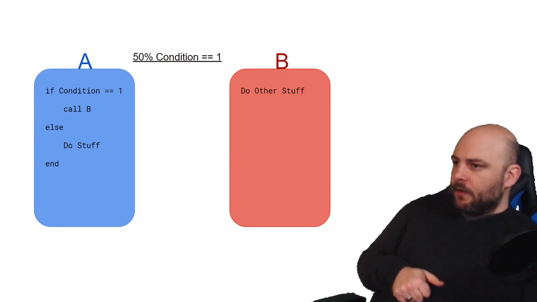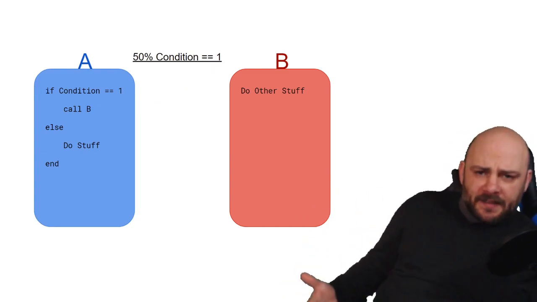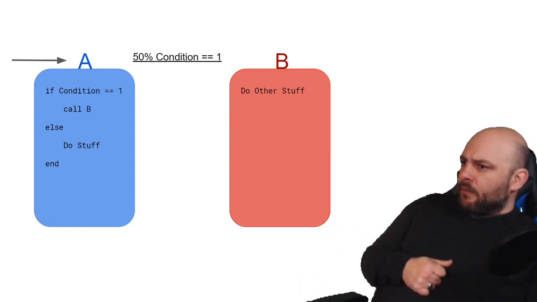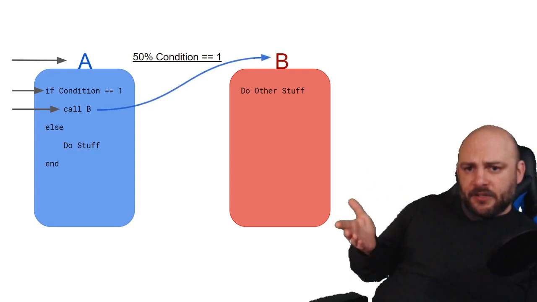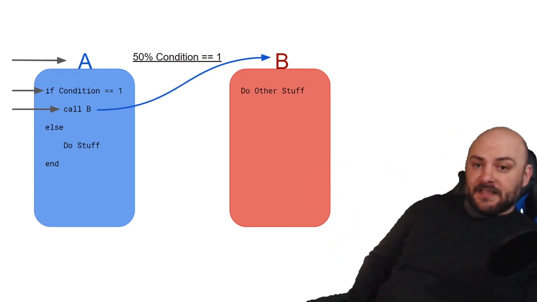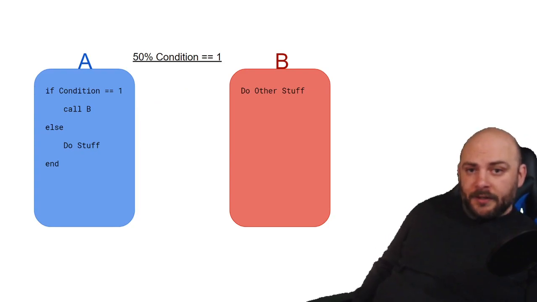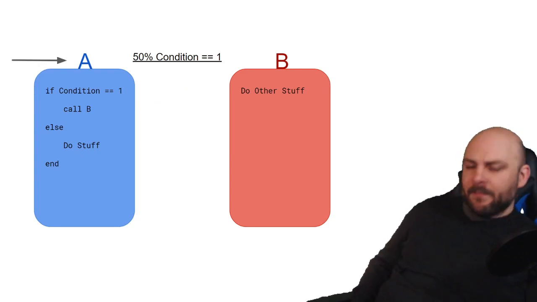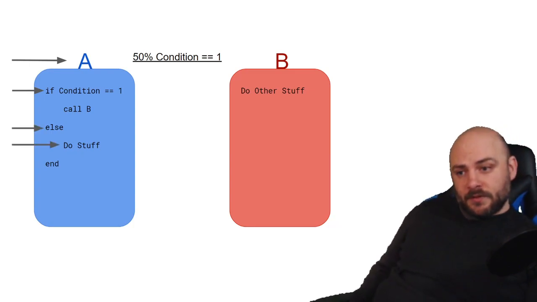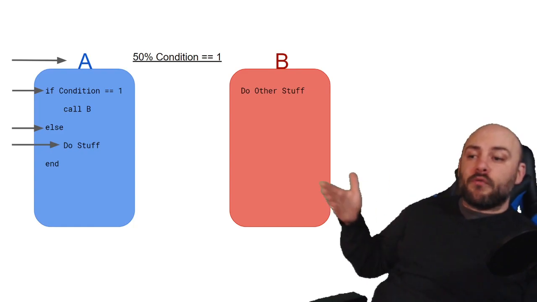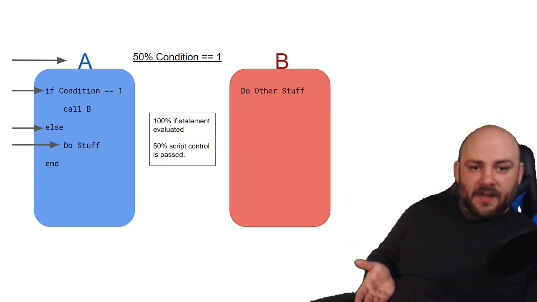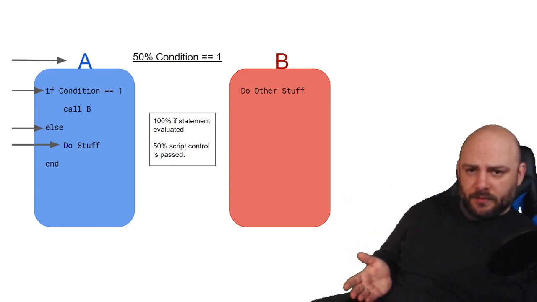Cool. New experiment. Let's say 50% of the time the condition is true. Then when A gets called, we eventually get to the condition and we call B. That happens half the time. The other half of the time, when A gets called, the condition ends up being false. We move to the else statement and we just do stuff, and control from one script to the other was never passed. So 100% of the time the if statement was evaluated, and only 50% of the time script control was passed.